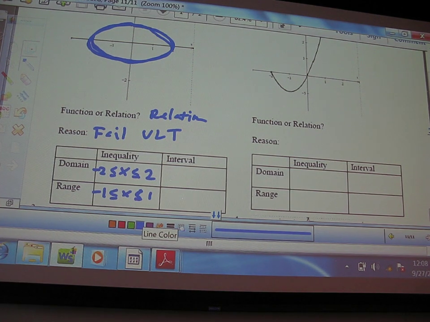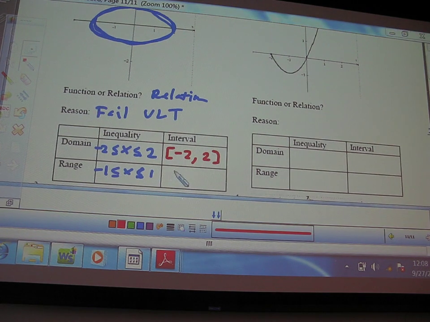Interval notation is a lot easier. Interval notation, you just put -2, positive 2 with a comma between them. I can equal them, so is it going to be square brackets or rounded brackets? Square. Boom, boom. Alex, what do you think for the range? In closed brackets, -1, 1. Perfect. Good?